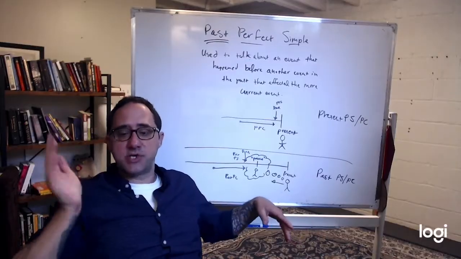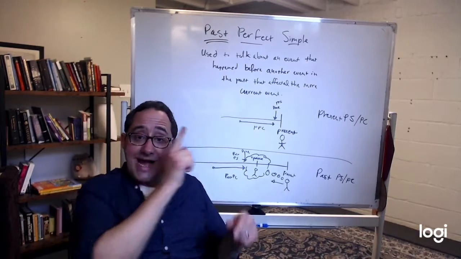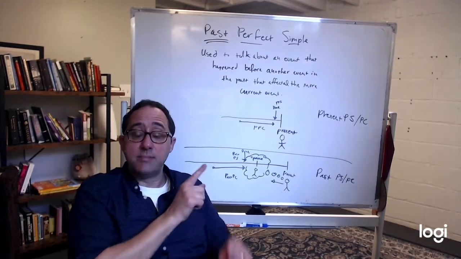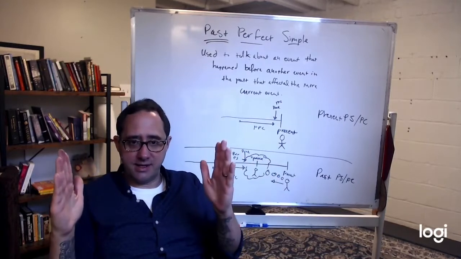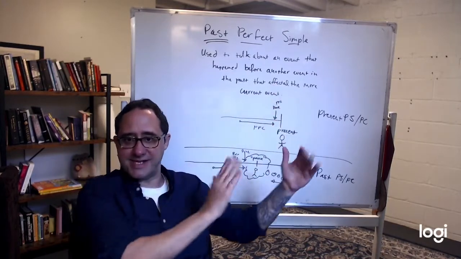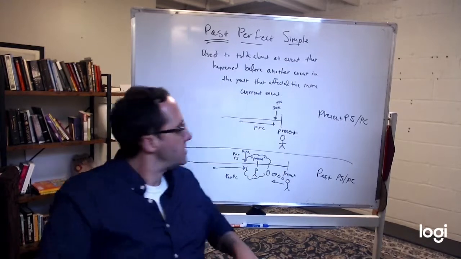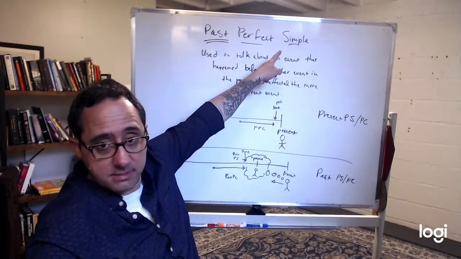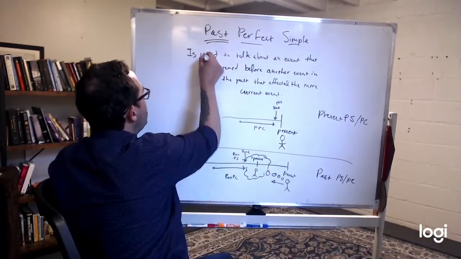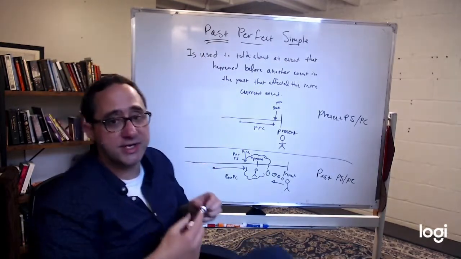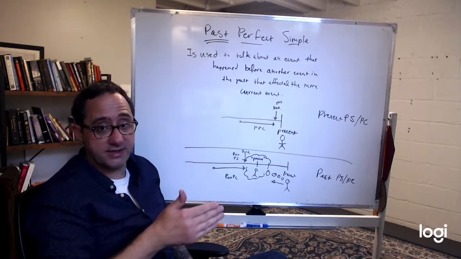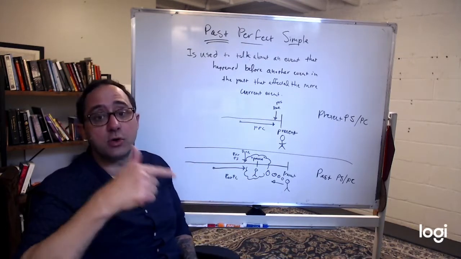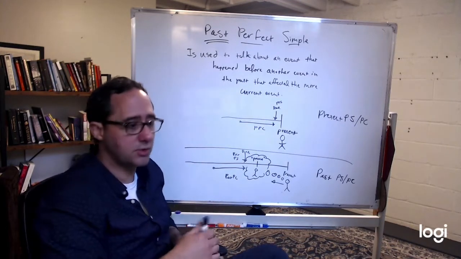So sometimes you talk about something that happened in the past, but you also talk about the thing that came before it. You're kind of moving the present into the past. I'm going to try to explain this. So past perfect simple, it is used to talk about an event that happened before another event in the past that affected the more current event. Okay, let's show what I mean.